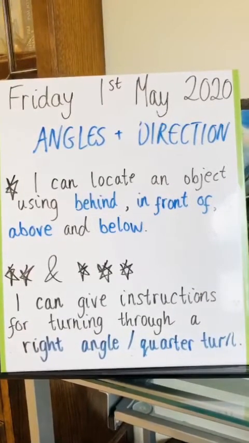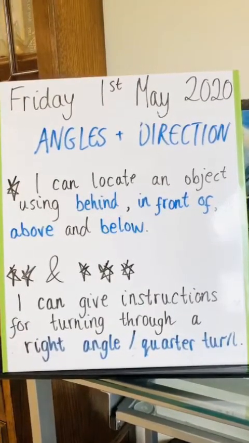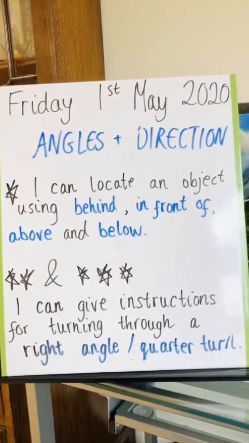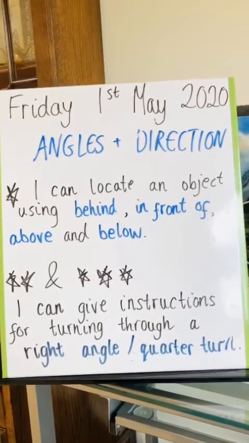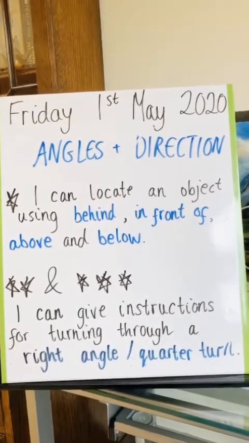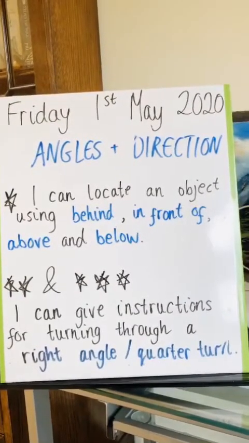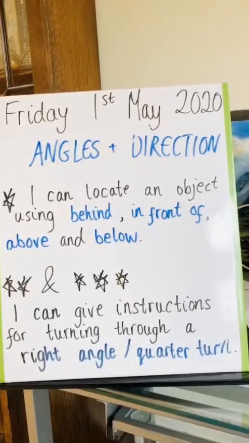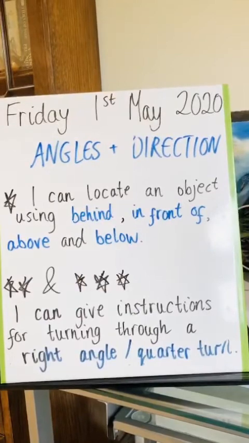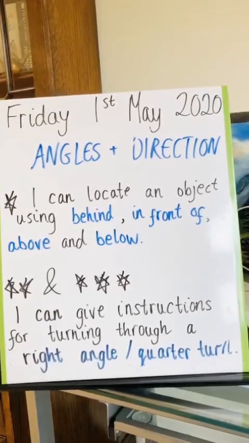Last week you used your angle finders to find 90 degrees. This week we are going to give instructions to help people move through 90 degrees and right angles. For the 1 stars, I would like you to locate an object using behind, in front of, above and below. 2 and 3 stars, I'd like to give instructions for turning through a right angle or a quarter turn.